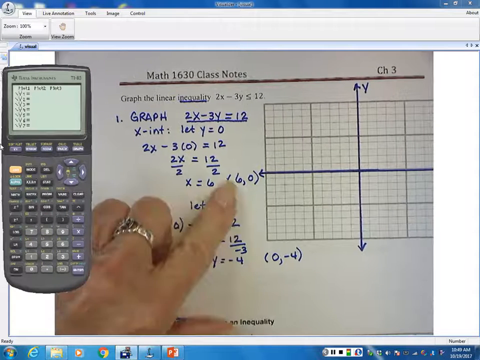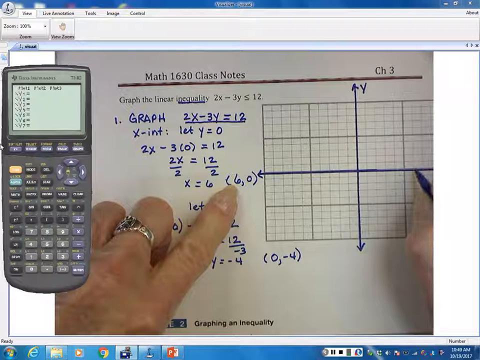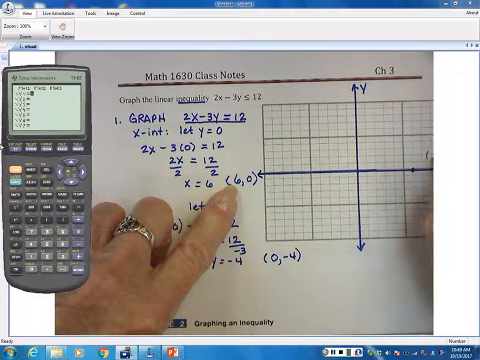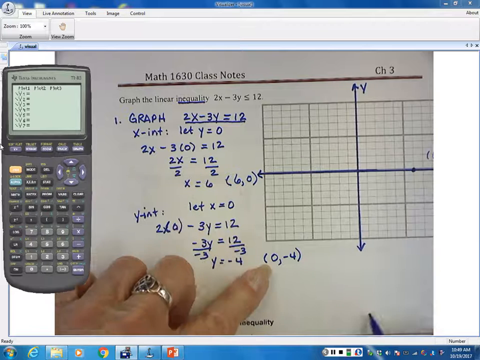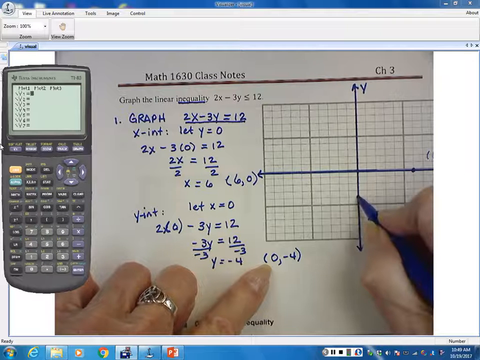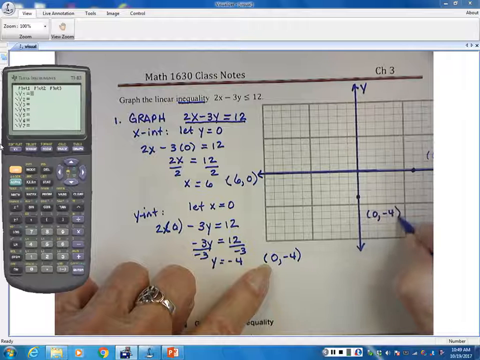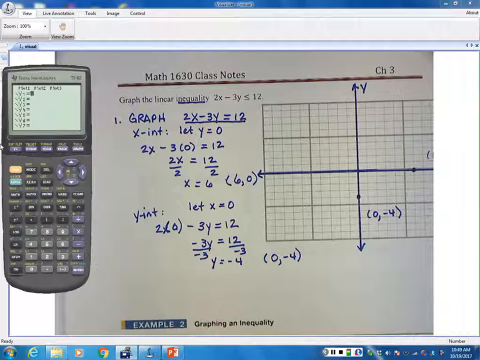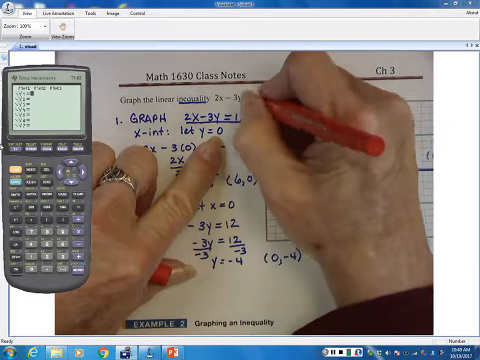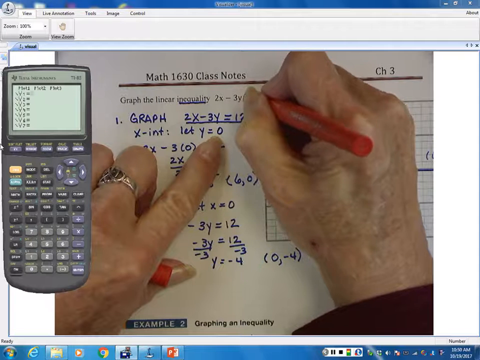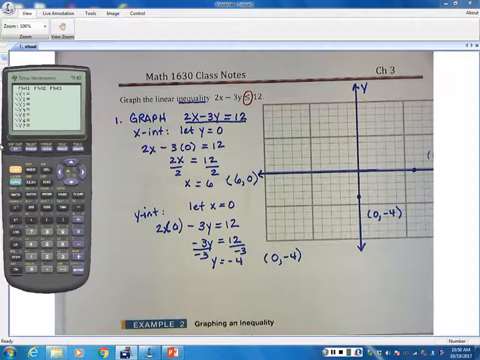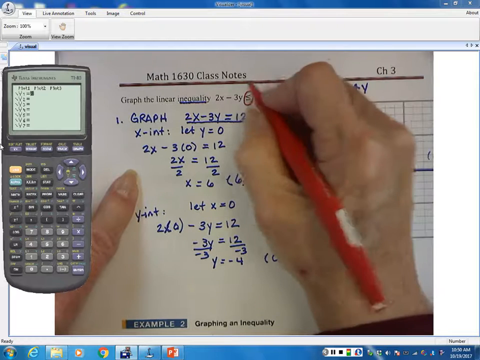And I'm going to plot the point 6, 0. And the point 0, negative 4. And then this is the thing that is peculiar to graphing inequalities. So you look back at your inequality sign. If your inequality sign includes an equal sign, then that means you're going to graph a solid line.